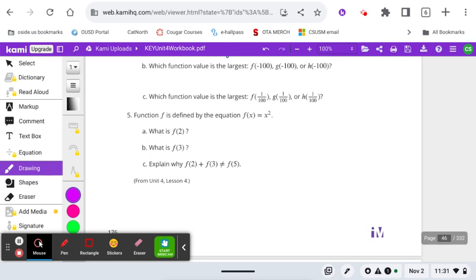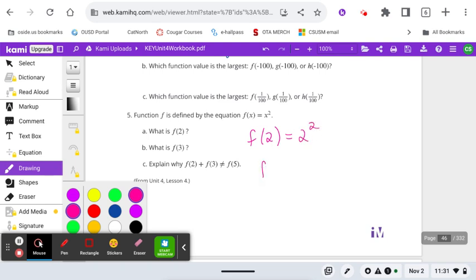All right, number 5, function f is defined by this equation. What is f of 2? It wants you to plug a 2 in for the function and solve. What is f of 3? It wants you to plug in a 3 to the function and solve. And finally, explain why f of 2 plus f of 3 is not the same as f of 5.